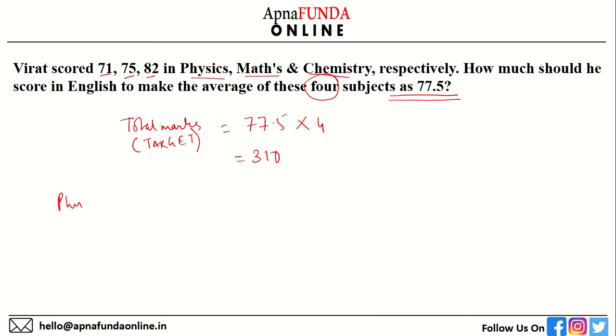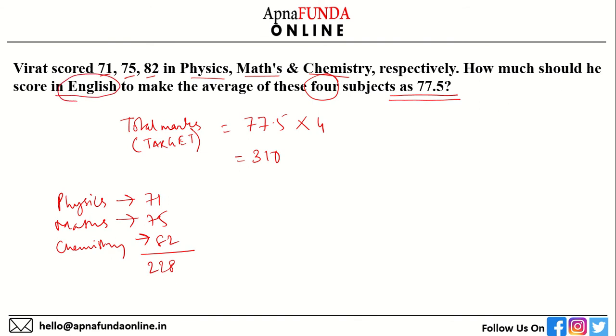Now he has already scored 71, 75, 82 in physics, maths, and chemistry. So physics is 71, maths is 75, and chemistry is 82. So he has already scored a total of 228 in these 3 subjects. What we need to find is how much he should score in English to make the average 77.5.